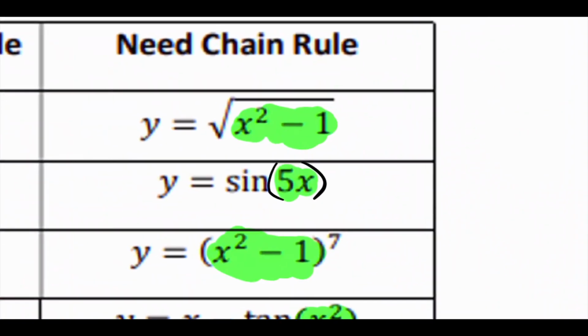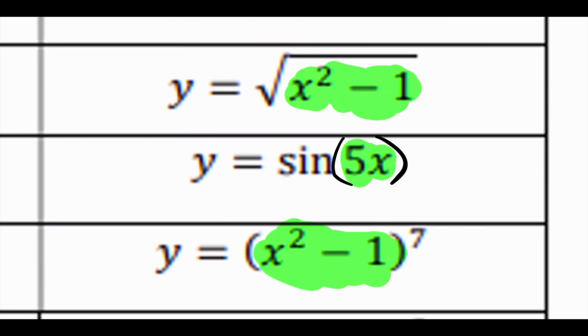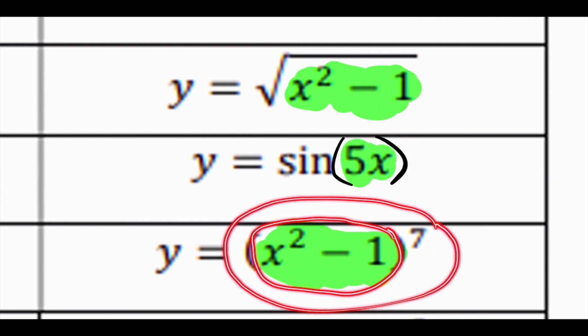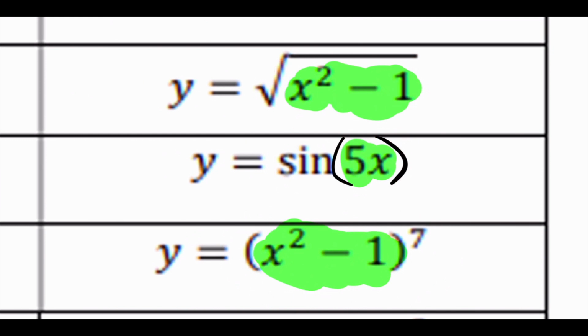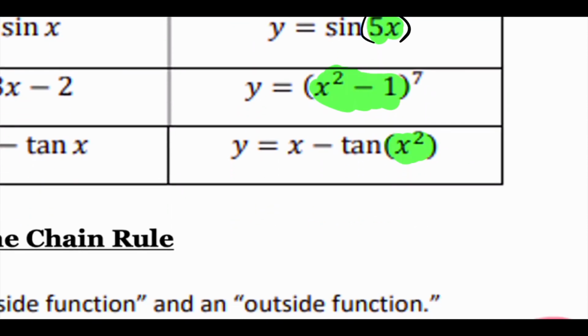The first one here, the root, has 2 layers. One is this inside stuff, and then the other is the root of the entire thing. Same thing here. Here's the first layer, here's the inside, 5x, and then the entire thing. Here's the inside, here's the entire thing. So our goal is first of all to find what is the inside, because we always start with the inside.